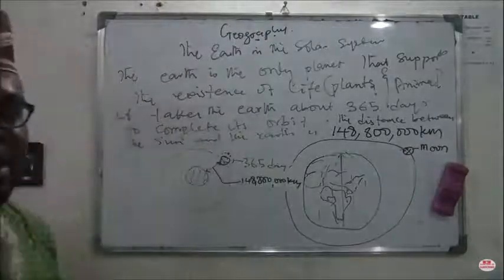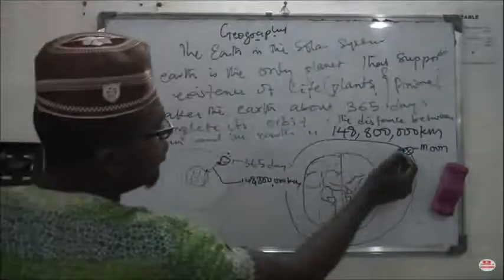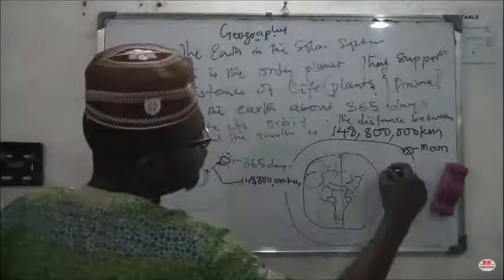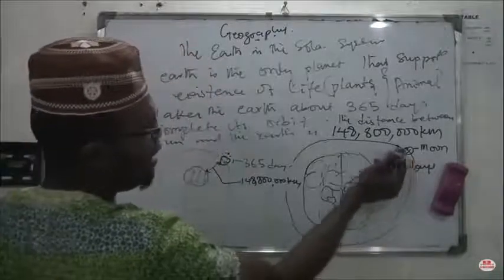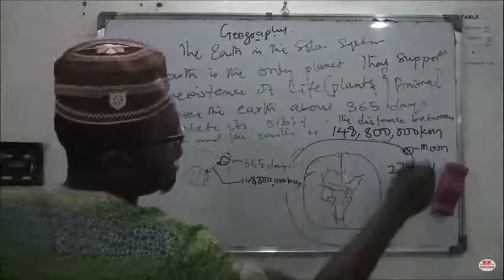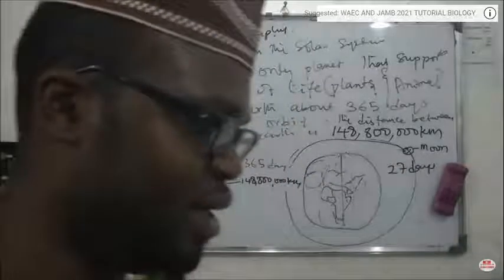The small object that revolves around the Earth is known as the Moon. And it takes the Moon 27 days to move from here, revolve around the earth, and get back to this position. 27 days, which is roughly a month.